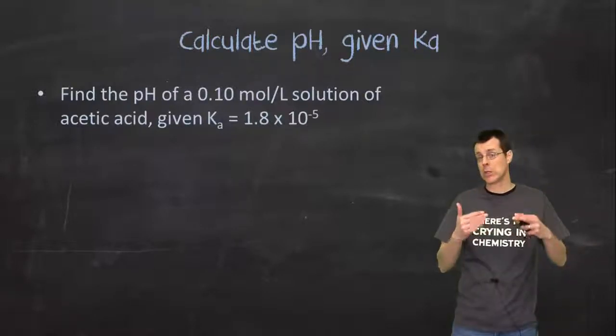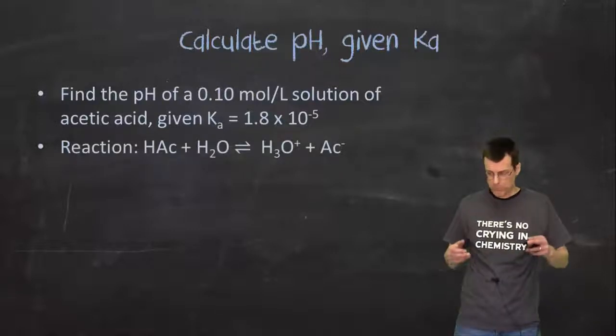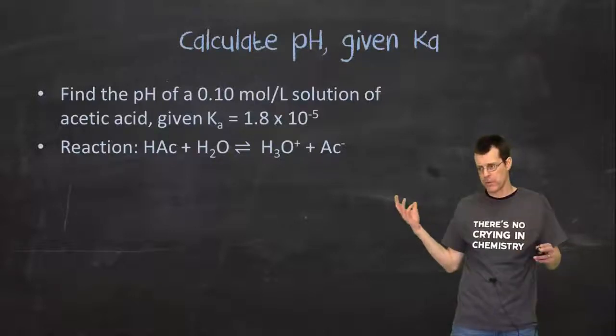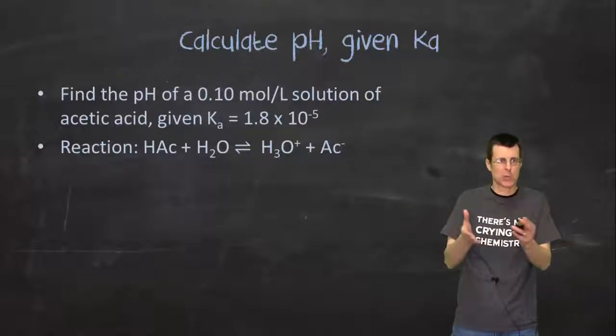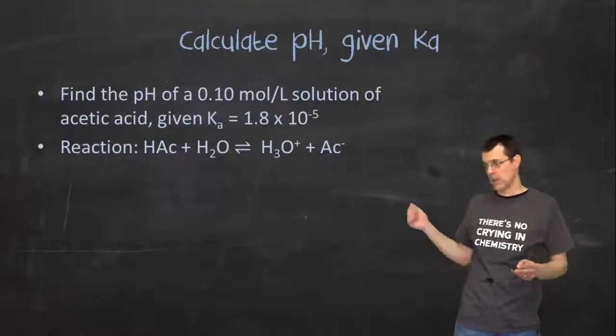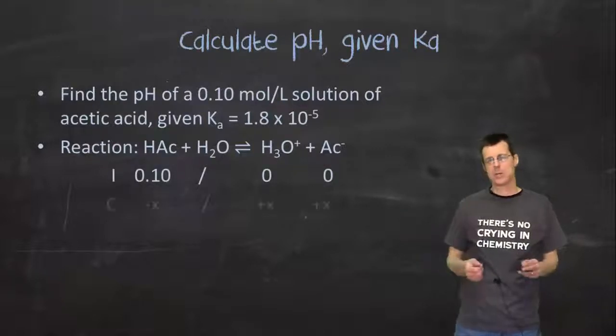You might have to look it up in a table, but you'll be given a K value. And it's always good to have a reaction, at least one that, even if it's not the proper chemical reaction, so I've used AC to be acetic acid, and I can see how the equilibrium happens. Set up my ICE table.